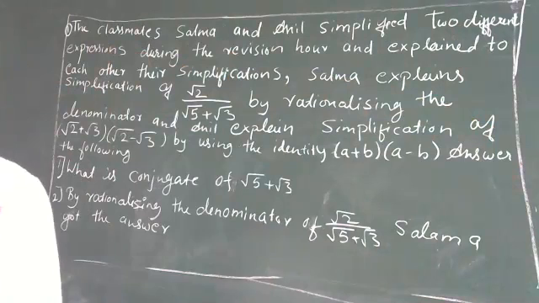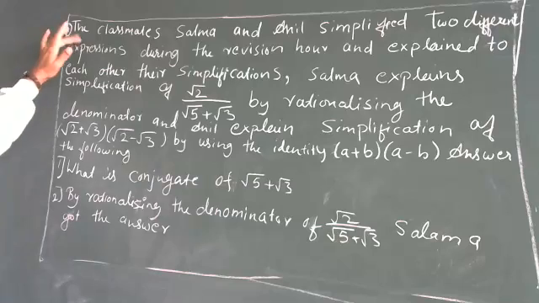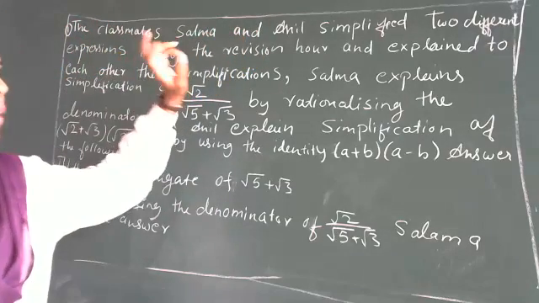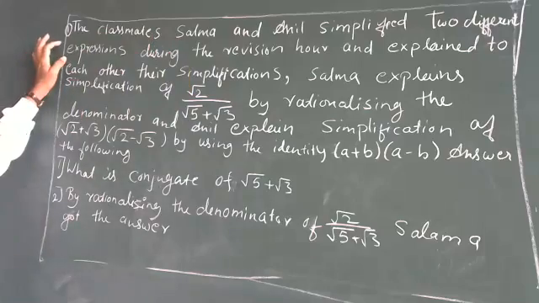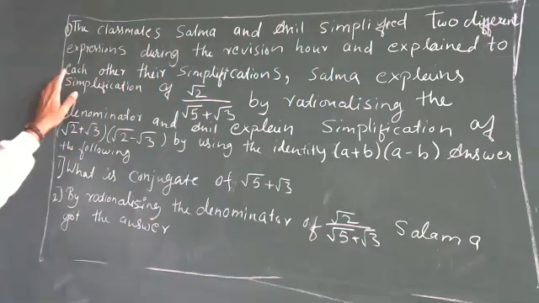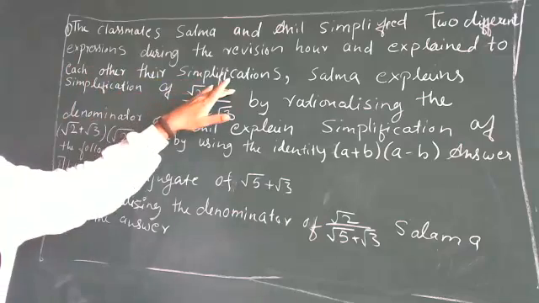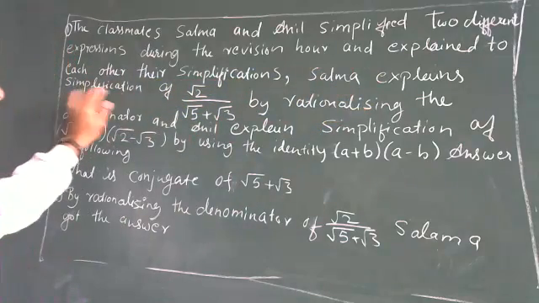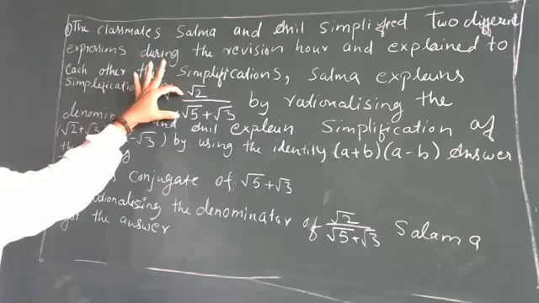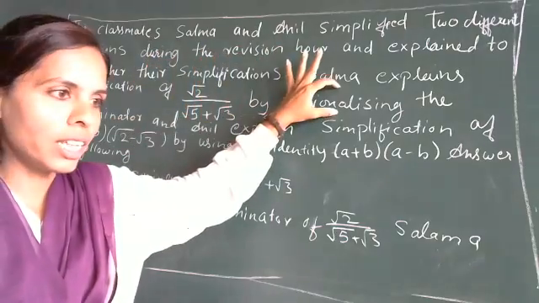Okay, so here we are having one question related to the first lesson. Your first lesson is Number Systems, right? So the classmates Salma and Anil simplified two different expressions during the revision hour and explained their simplification to each other. Salma explains the simplification of root 2 upon root 5 plus root 3 by rationalizing.